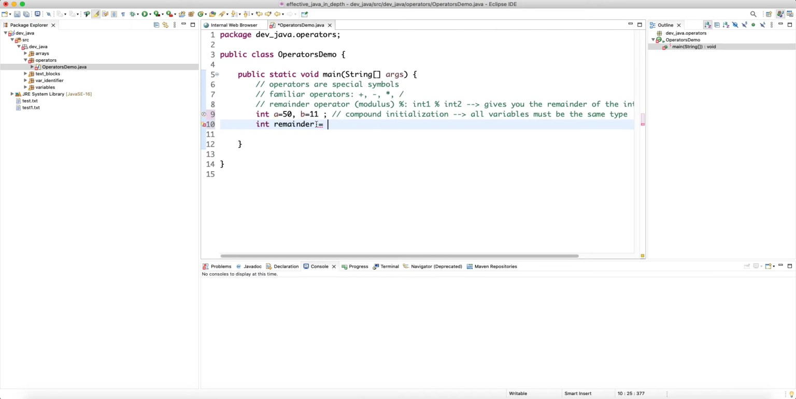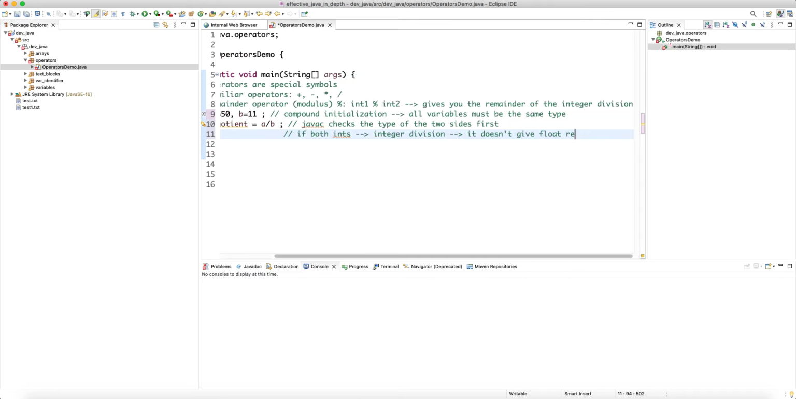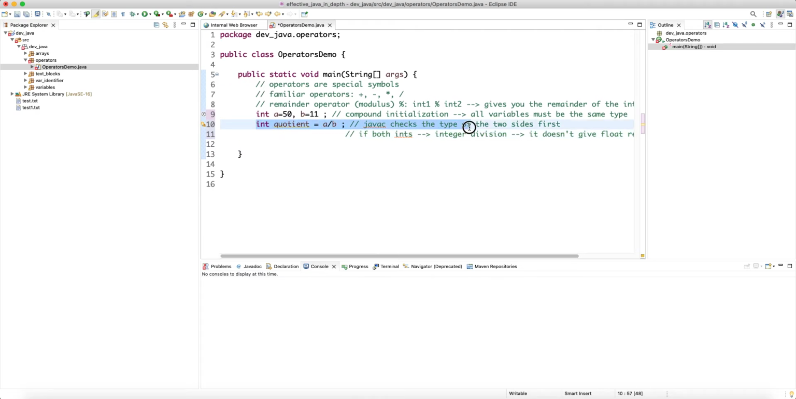How do I get, or maybe first, the quotient. So the quotient is a divided by b. And the way this works is that the Java compiler checks the types of the two sides first. And if they are both int, then we get integer division, which means it doesn't give you a floating point result, so it doesn't give a decimal or float result, right? So this is implicit, and be very, very careful about this concept.